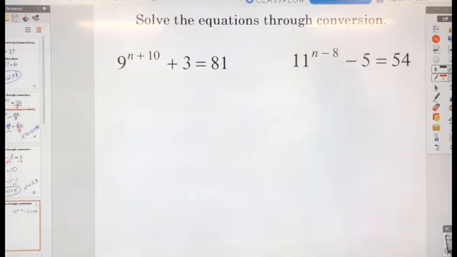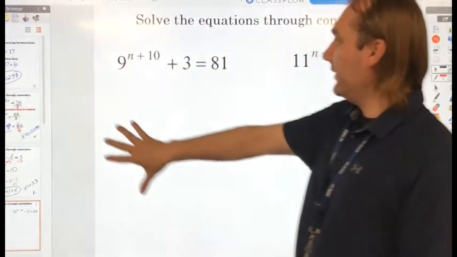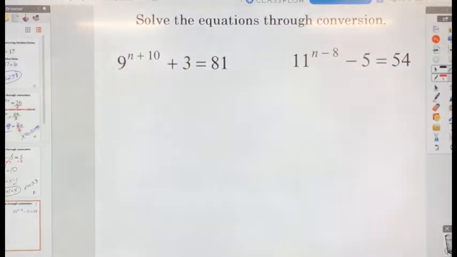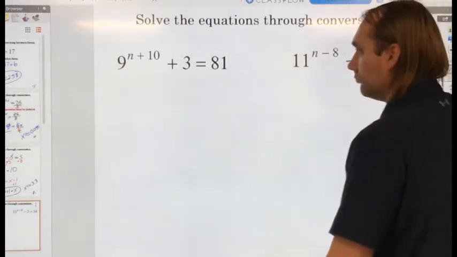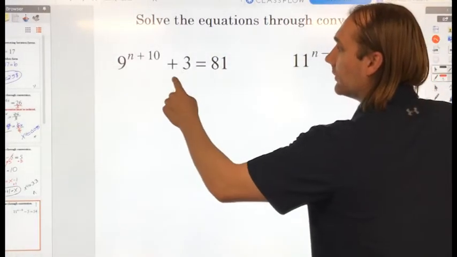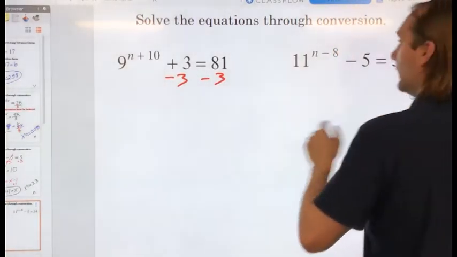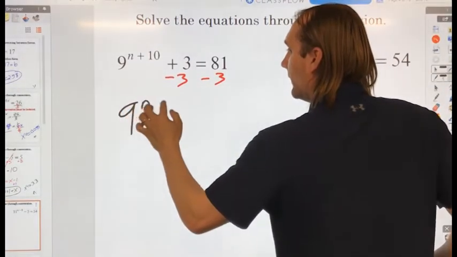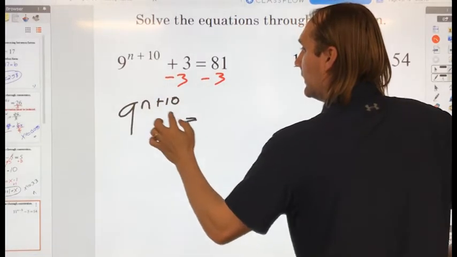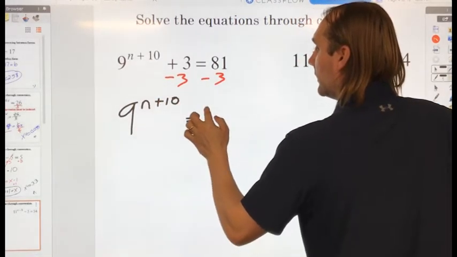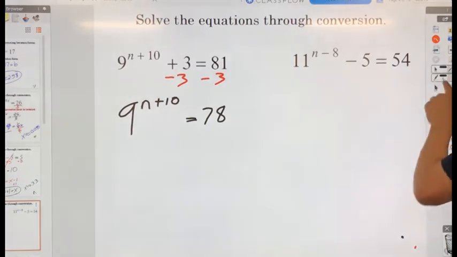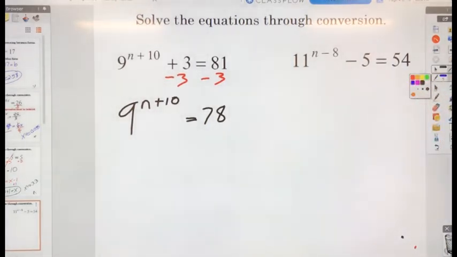Okay. So for this first problem here, what is the first thing I want to do? Subtract 3. Yeah, I need to isolate my exponent. So let me move the 3 over. That gives me 9 to the power of n plus 10 equals 78. Now, I'm free to convert this into a log. So how does it look as a log?